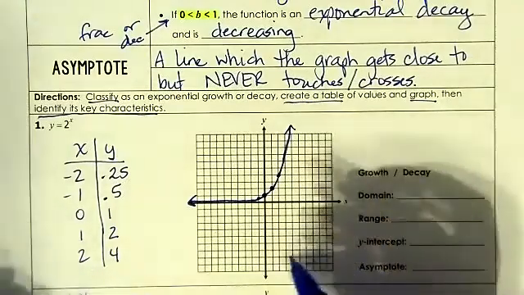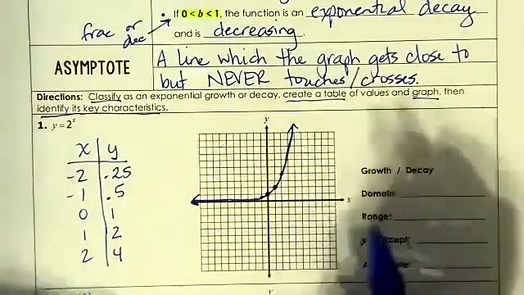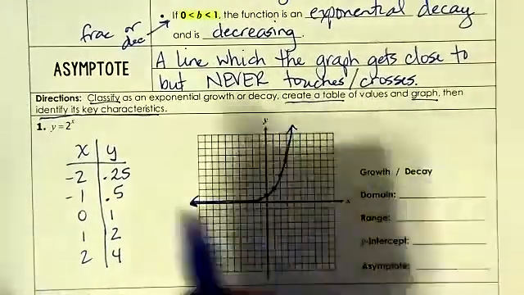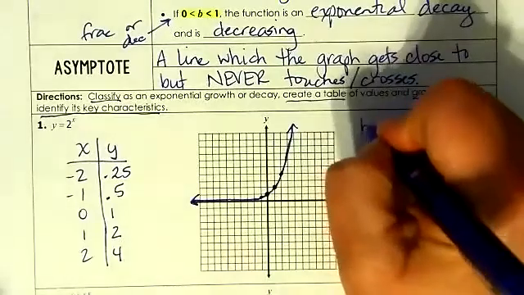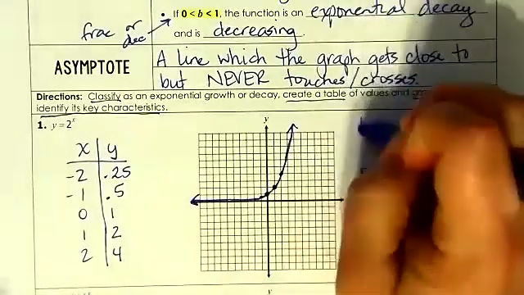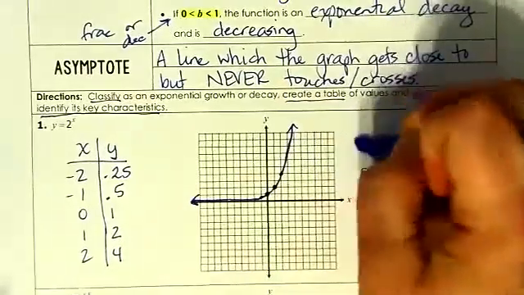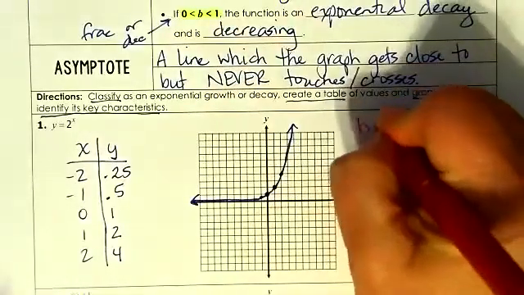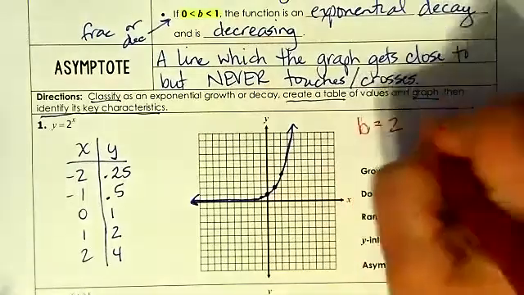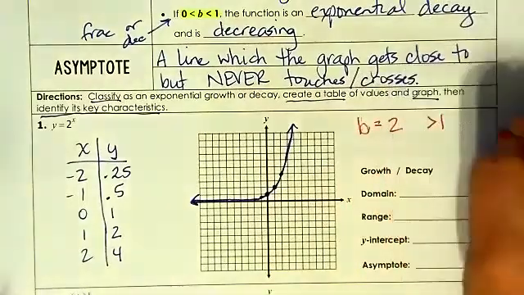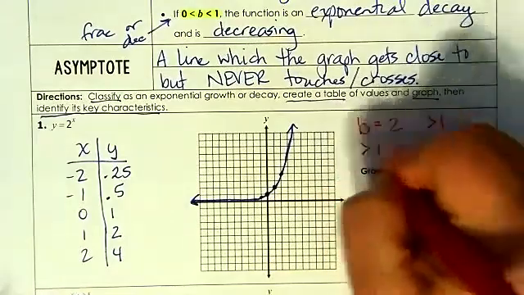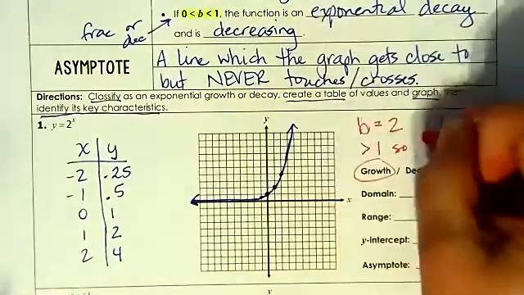So looking at this, this is a growth when I look at it, okay? Because my B, well, I'm going to shift colors at this point, okay? My B is equal to 2. So it is greater than 1, so it is a growth.